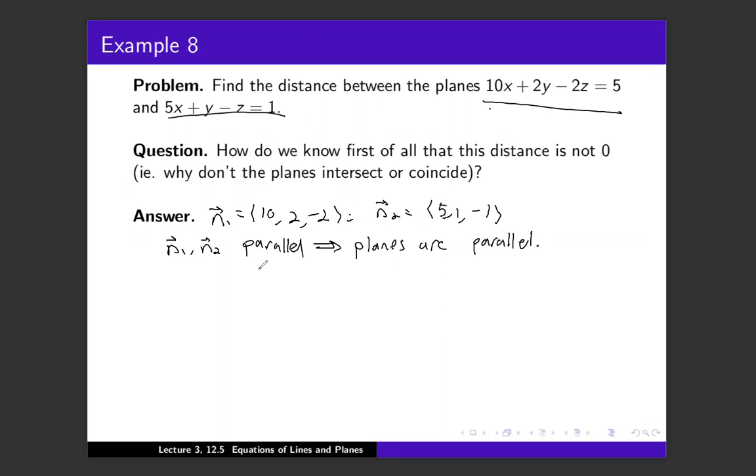And that's fine, but it doesn't mean that they don't intersect. They could, for example, coincide. If they intersect, then they actually are going to be the same plane. So are they the same?